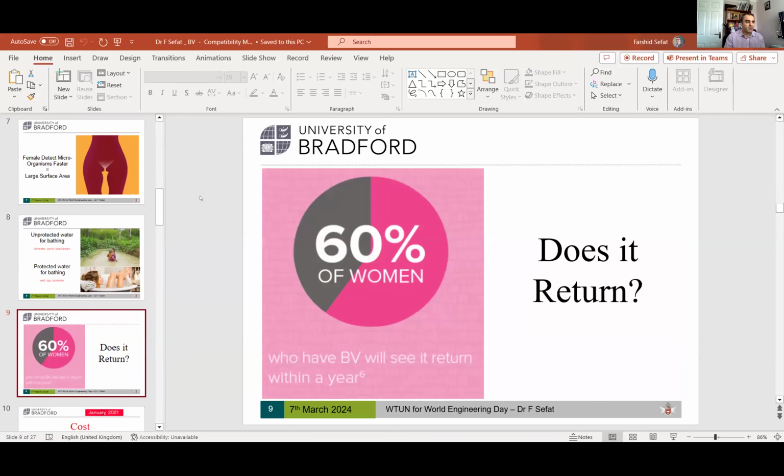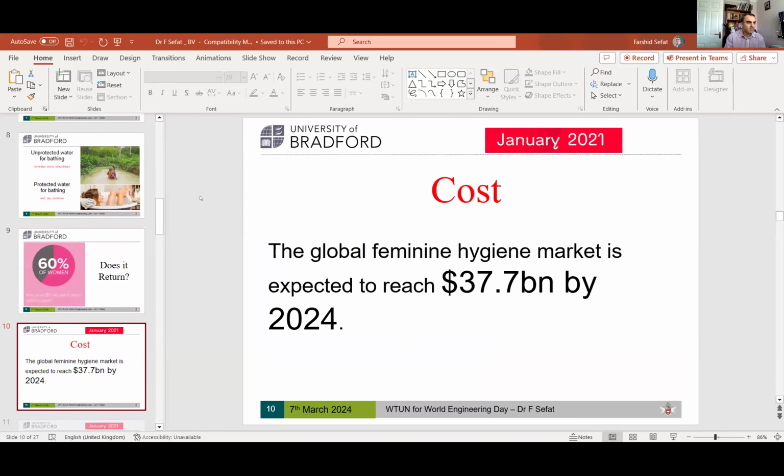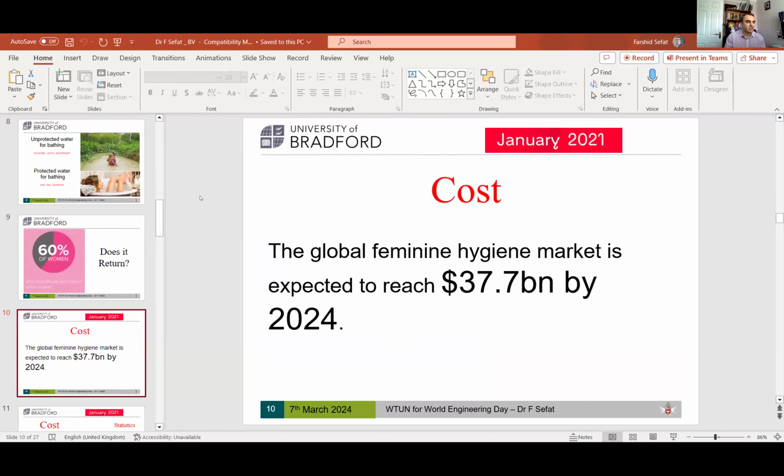So does it return? Yes. 60% of females who are treated can have bacterial vaginosis return. And the cost to the NHS globally is 37.7 billion. It was expected in 2024, which we are now. That's big money. That's huge money.